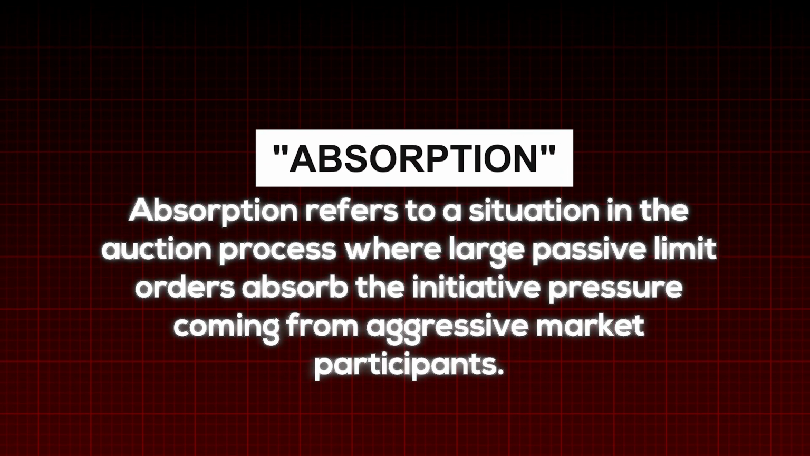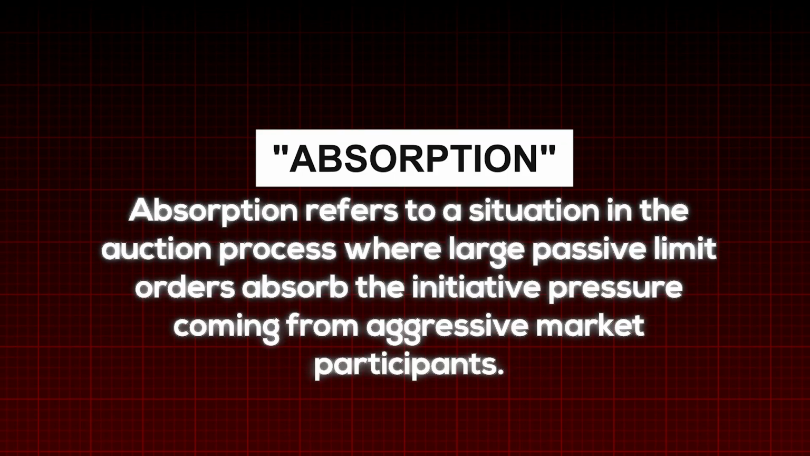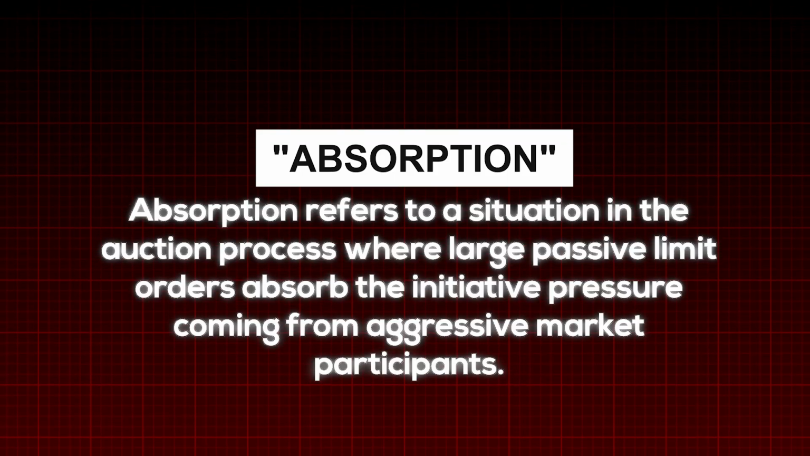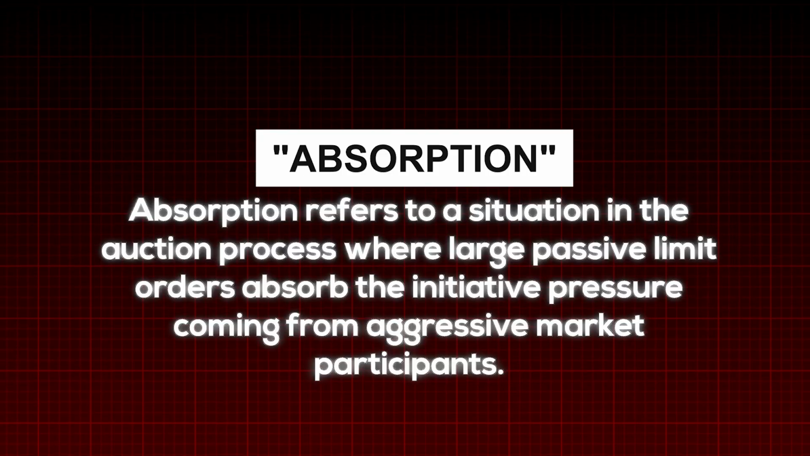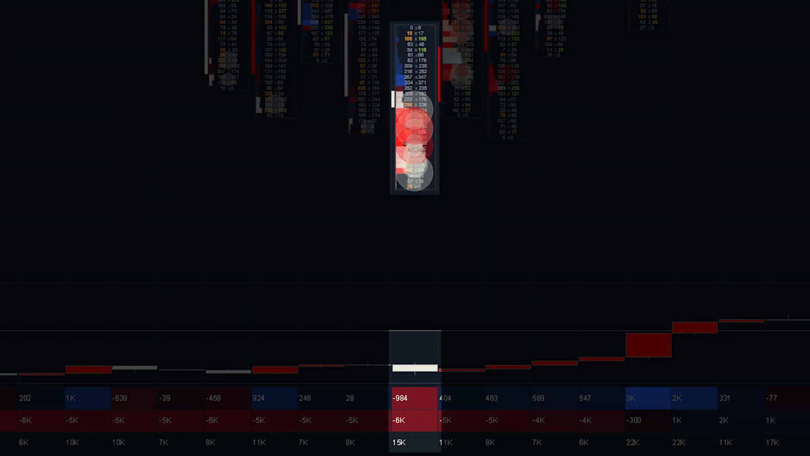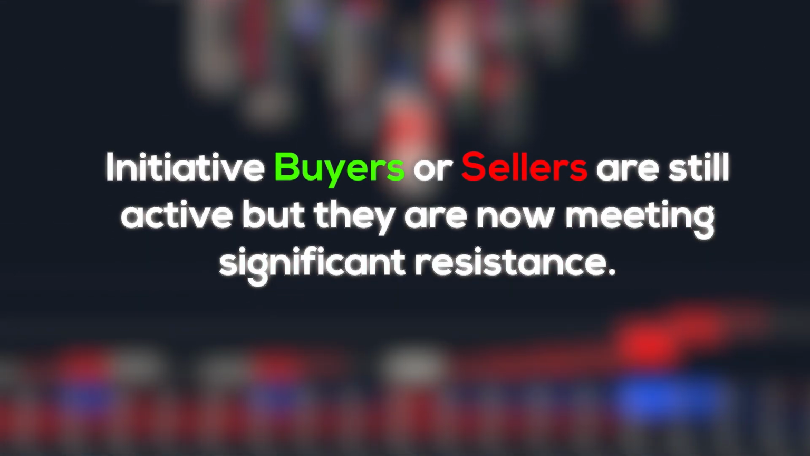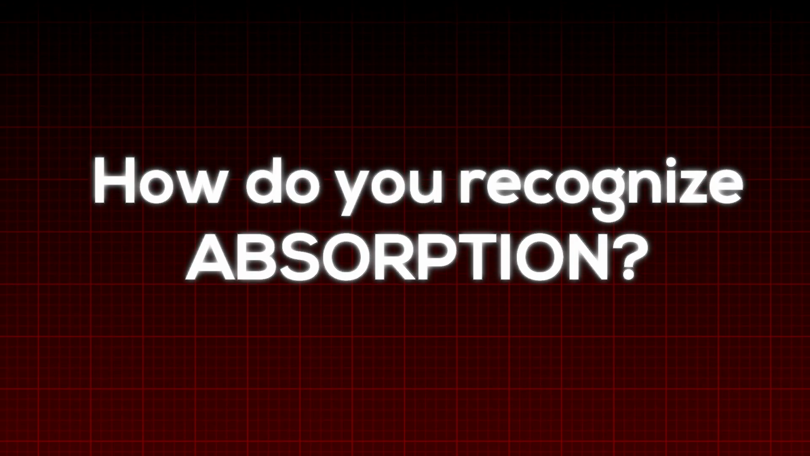Absorption refers to a situation in the auction process where large passive limit orders absorb the initiative pressure coming from aggressive market participants. In other words, aggressive orders continue to enter the market, but price suddenly stops progressing in the direction of that aggression. Initiative buyers or sellers are still active, but they are now meeting significant resistance. How do you recognize absorption?